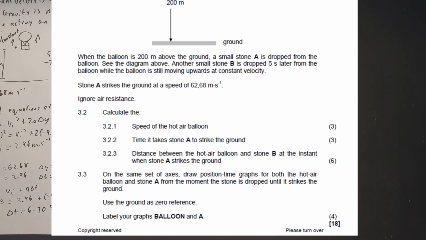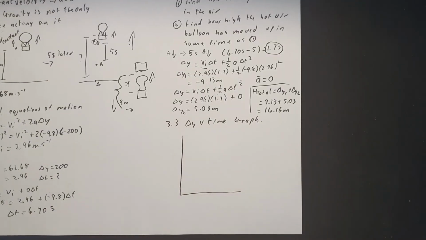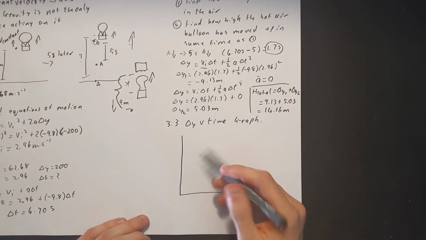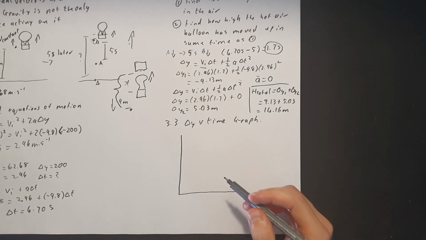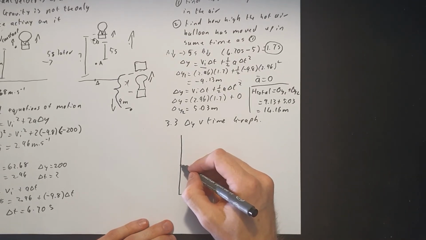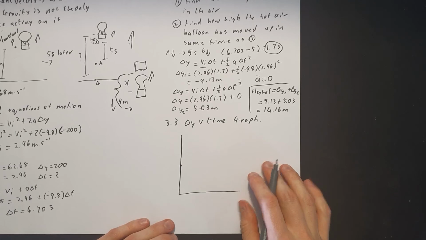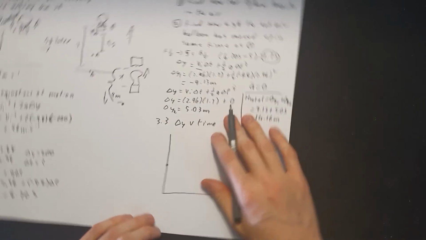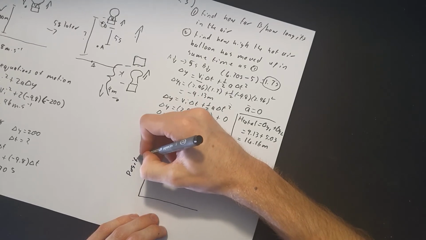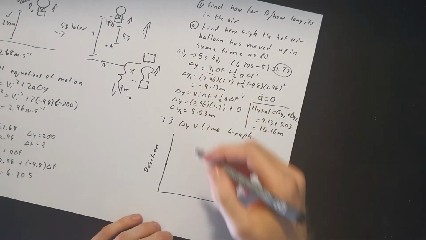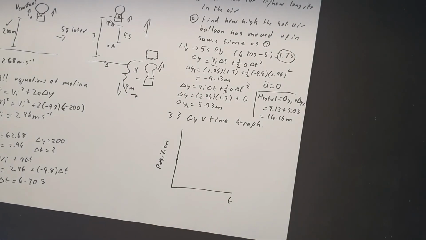Then lastly it says draw a graph, on the same set of axes, a position time graph of both the hot air balloon and the stone. The nice thing about position time graphs is that the motion the object follows is what the graph looks like. The important thing is we started with some initial speed for the hot air balloon and we continued moving up at a constant rate. So this is position, and then this will be time. And they're asking to use ground as zero reference.